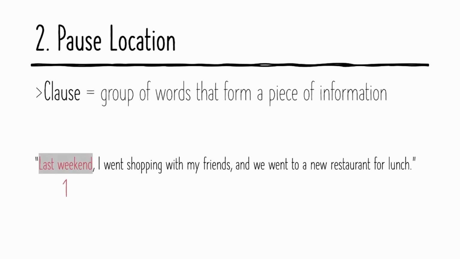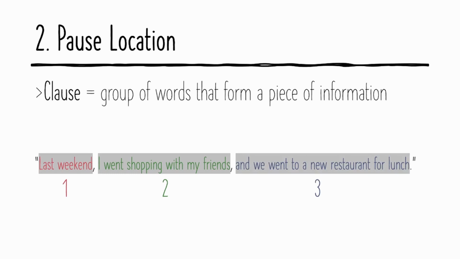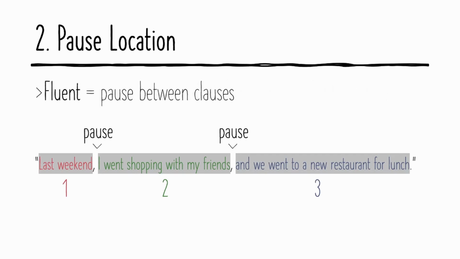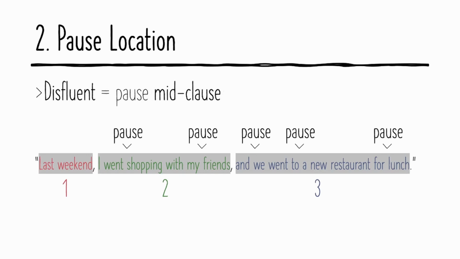Last weekend, I went shopping with my friends, and we went to a new restaurant for lunch. Each clause is a piece of information. It sounds very natural to pause between each clause. Last weekend, I went shopping with my friends, and we went to a new restaurant for lunch. But if we pause mid-clause, last weekend I went shopping with my friends and we went to a new restaurant for lunch. It sounds very unnatural.